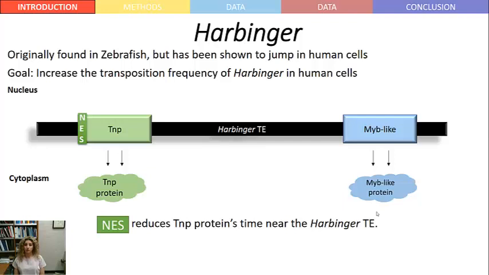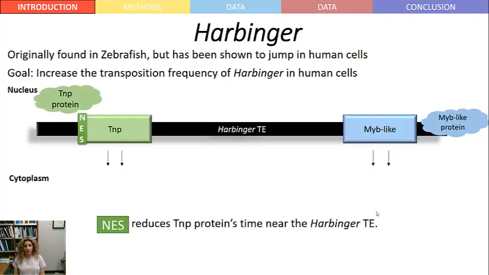Now, harbinger encodes for two DNA sequences, TNP and midlight. Each of these sequences is responsible for producing a protein that enters the nucleus, latches onto the sides of harbinger, and allows it to jump. Now, one of our DNA sequences has a NES, here in the dark green, which stands for a nuclear export signal. And like the name suggests, this signals our TNP protein to exit the nucleus. Sometimes it signals it to exit the nucleus after TNP has already helped harbinger jump, and other times it signals it to exit the nucleus before TNP ever has the chance to help mobilize harbinger.